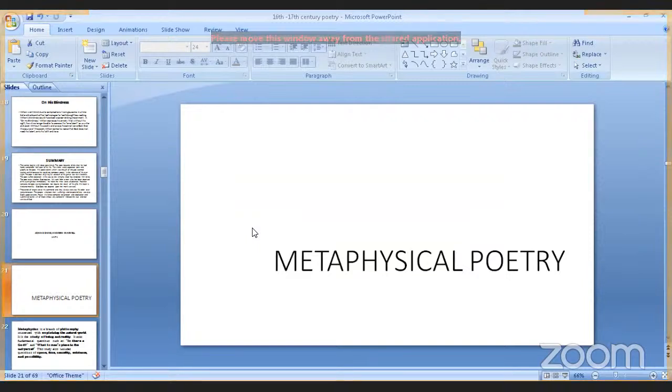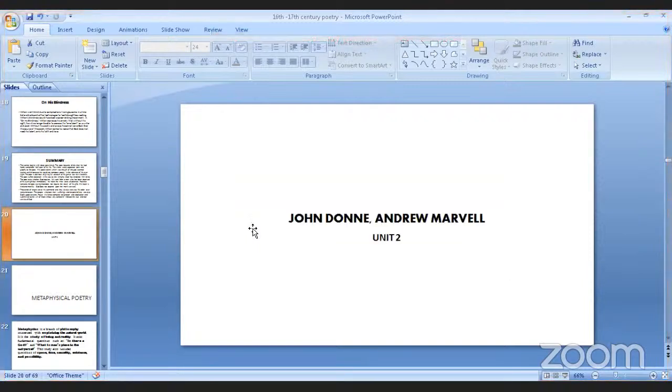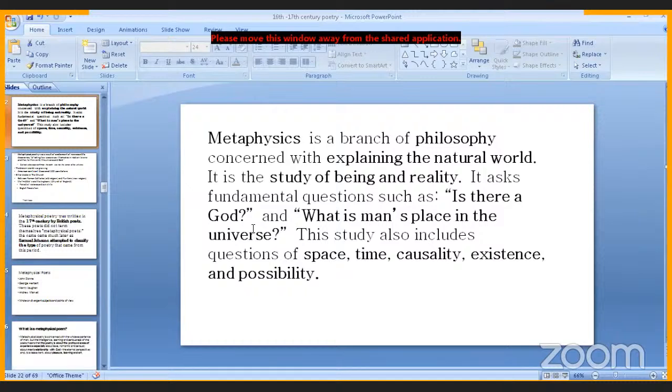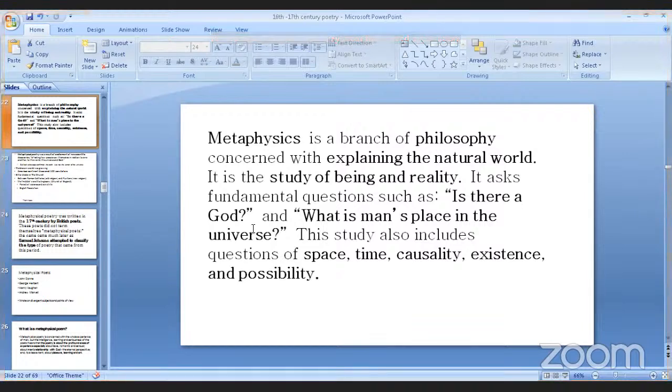So first and foremost, the important point we would like to notice in this period is metaphysical poetry. This is one aspect which talks a lot about John Donne. He's famous for using this form in his poetry. So what is metaphysical poetry? Metaphysics, we all know, is a branch of philosophy concerned with explaining the natural world. It's a study of being and reality. It asks fundamental questions such as, is there a god? What is man's place in the universe? And this also includes questions of space, time, causality, existence, and possibility.